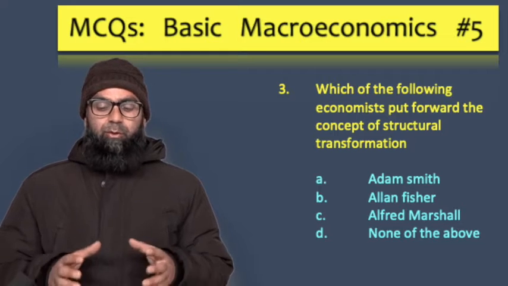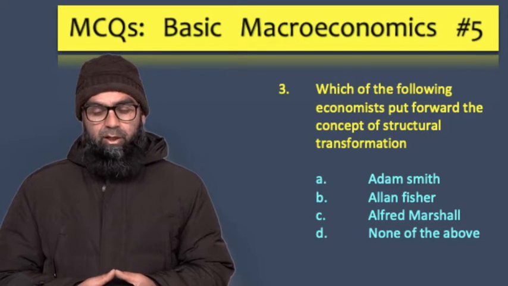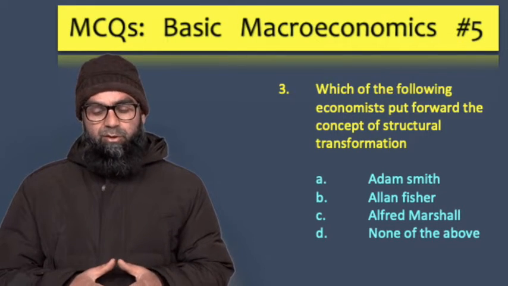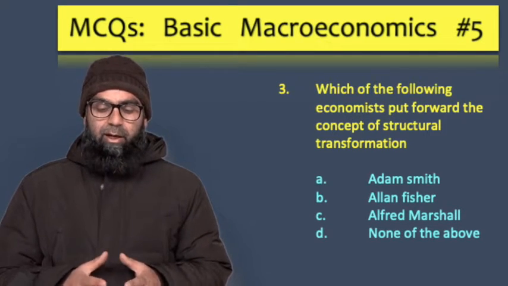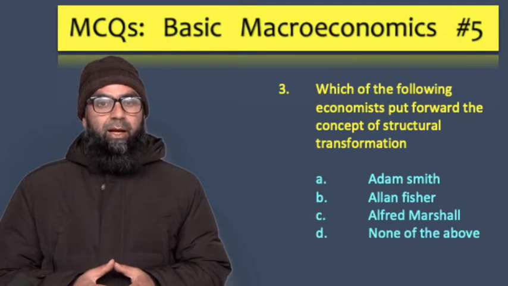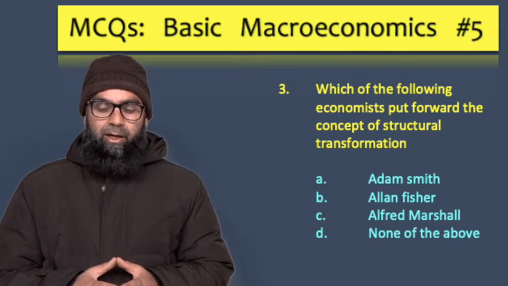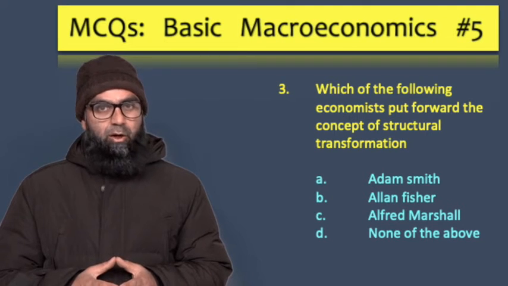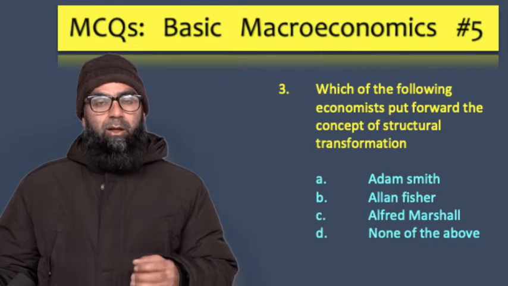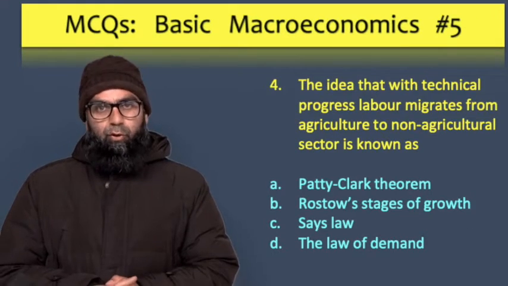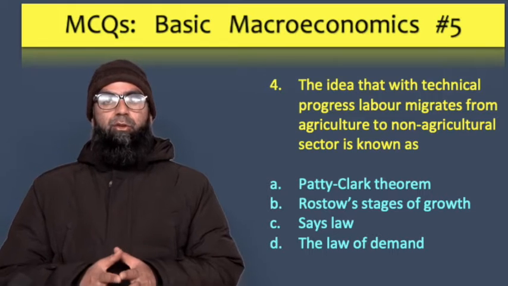The third question is, which of the following economists put forward the concept of structural transformation? You have to identify the economist who first put forward the concept of structural transformation, and the options include Adam Smith, Allan Fisher, Alfred Marshall, and none of the above. Now we have discussed this very thing in our lecture, and we know that it is Allan Fisher who was among the first economists who put forward the concept of structural transformation through their three sector model.